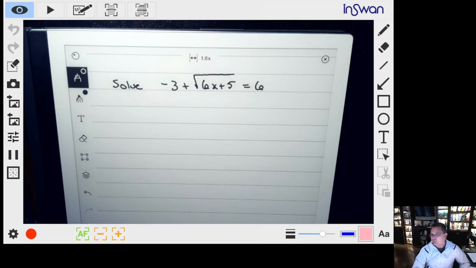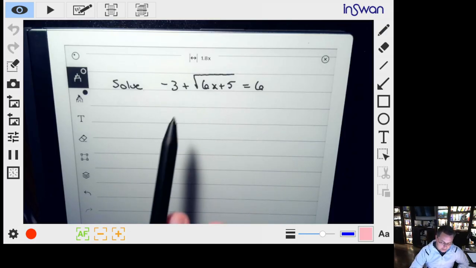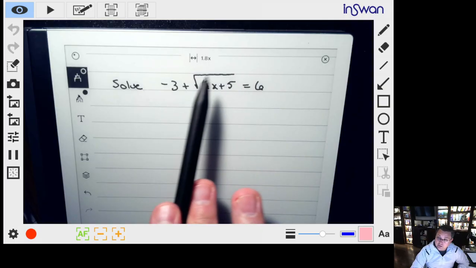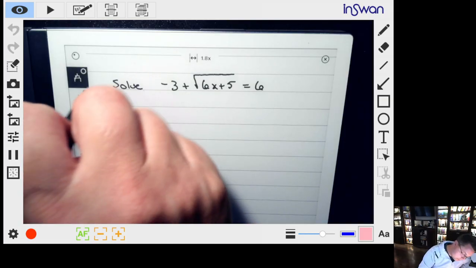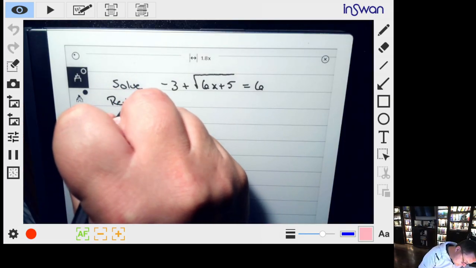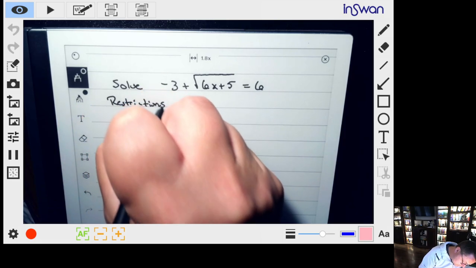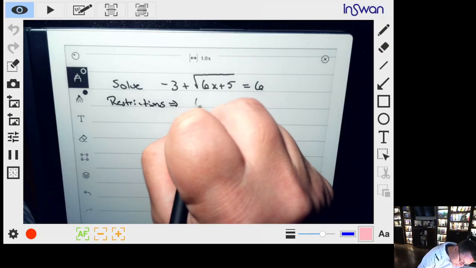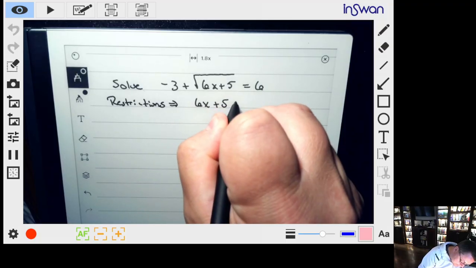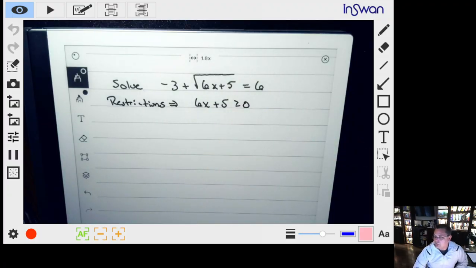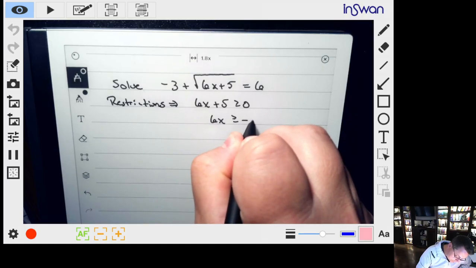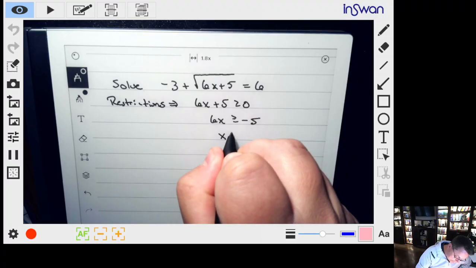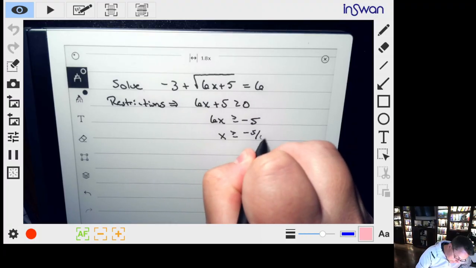Also, one thing to note here is that we're working with real solutions, so we want to make sure that everything underneath the square root is at least 0, because we don't want negatives underneath the square root. So just in terms of restrictions, we want 6x plus 5 to be greater than or equal to 0. In other words, we want 6x to be greater than or equal to negative 5, or x to be greater than or equal to negative 5/6.